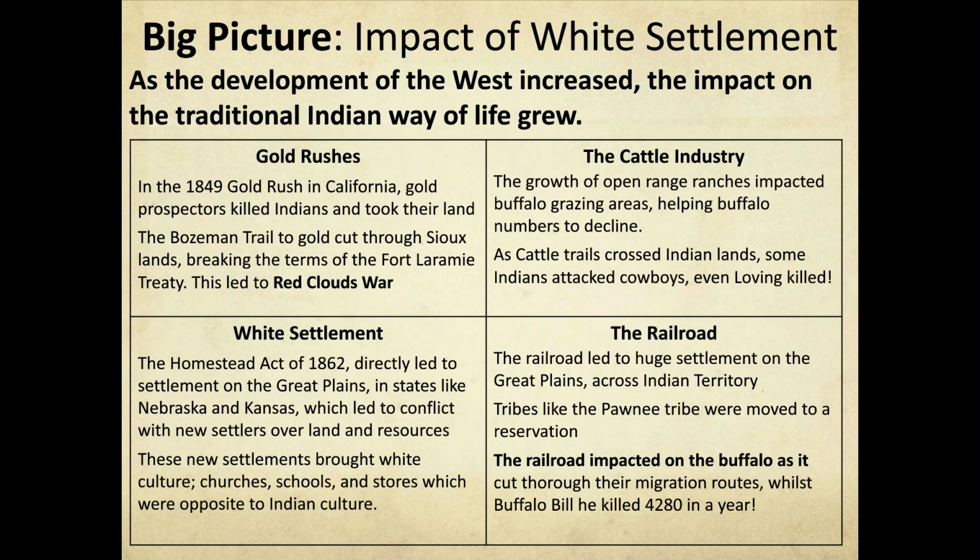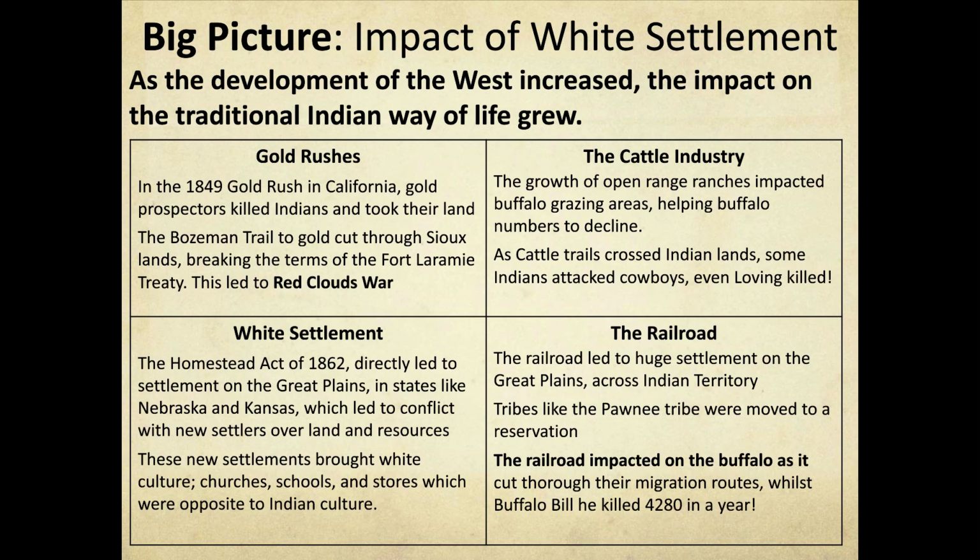As the development of the West increased, the impact on the traditional Indian way of life grew. Gold rushes. In the 1849 gold rush in California, prospectors killed Indians and took their land. The Bozeman Trail to the gold cut through Sioux lands, breaking the terms of Laramie. It led to Red Cloud's War. The Homestead Act directly led to settlement on the Great Plains in states like Nebraska and Kansas, which led to conflict with new settlers over land and resources. These new settlements brought white culture, churches, schools, and stores, which were opposite to Indian culture.